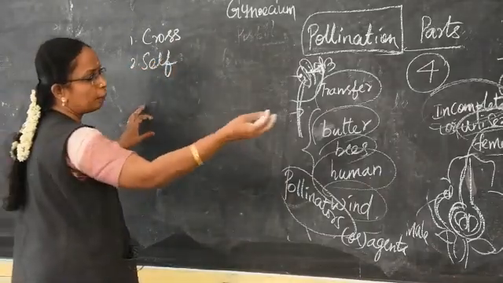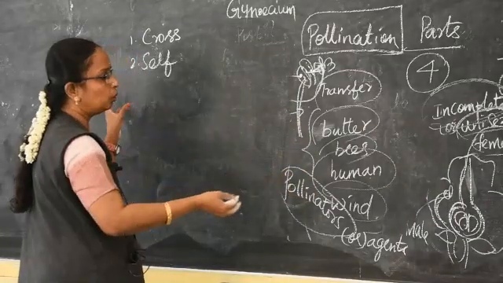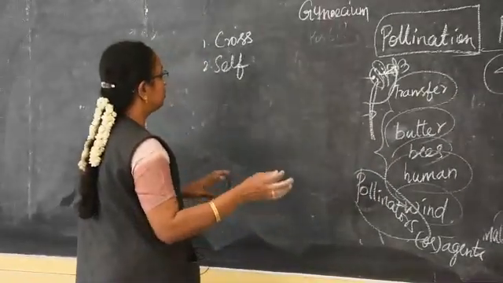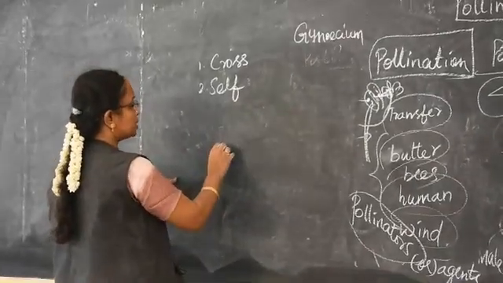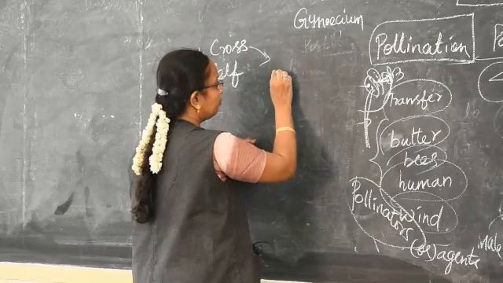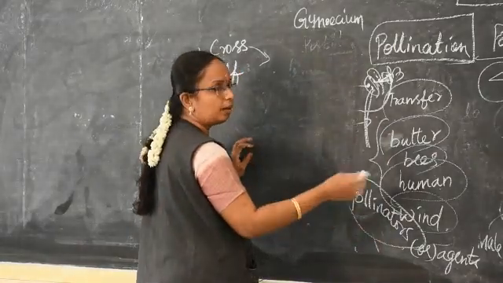Self pollination happens in a bisexual flower. Both male and female sex organs are there, so it happens in the same flower itself. Cross pollination means the transfer of pollen grain from one flower to another flower of the same kind.